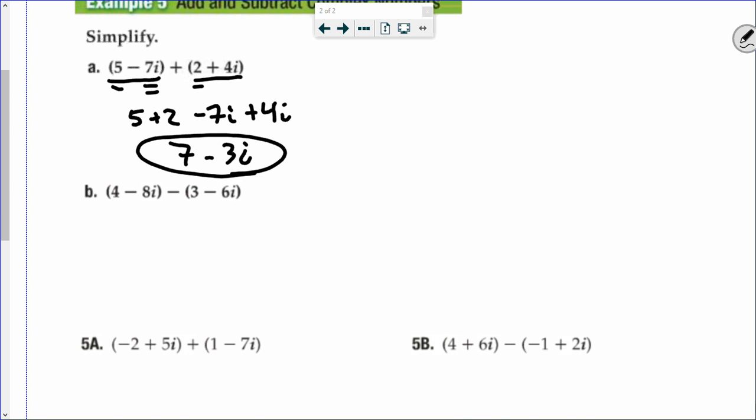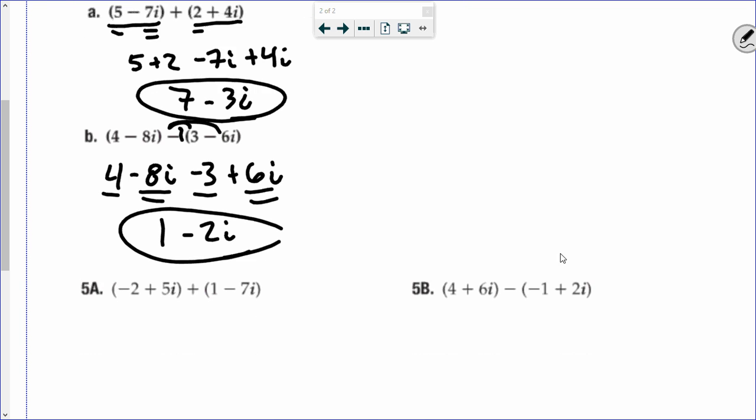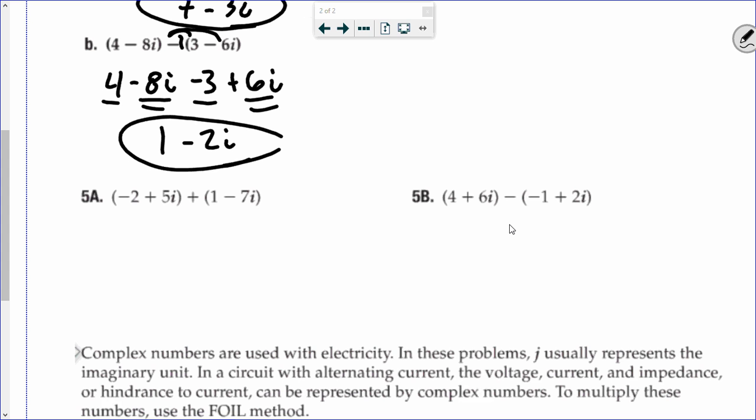To subtract complex numbers, guys, I would just treat this negative like a negative 1. Distribute. Okay, so this is 4 minus 8i minus 3 plus 6i. And then we're combining like terms, we're combining like parts. So 4 minus 3, that would leave us 1. Negative 8i plus 6i, that's negative 2i. Okay. You guys go ahead and try 5a and 5b, so go ahead and pause and try both of those.